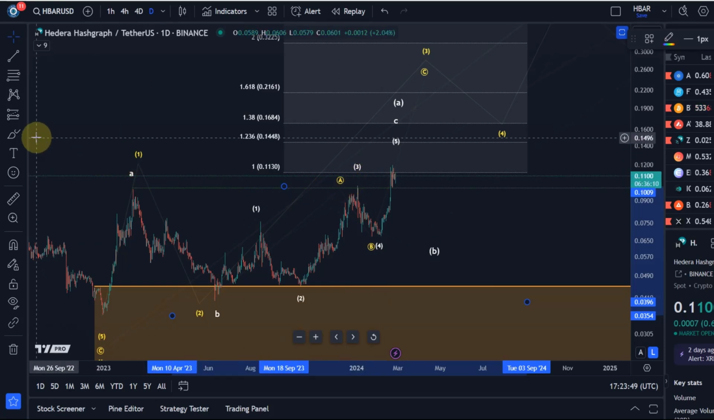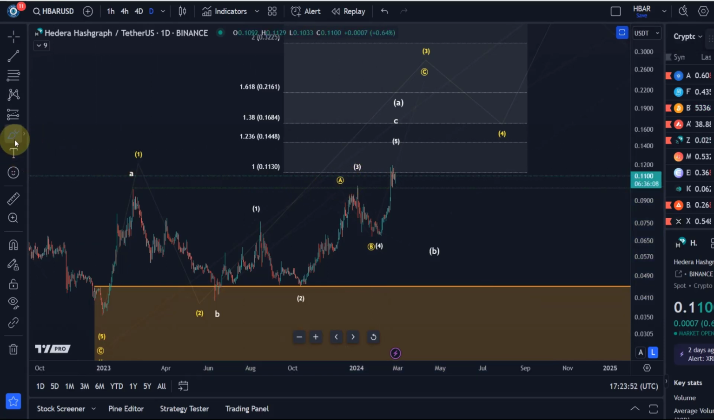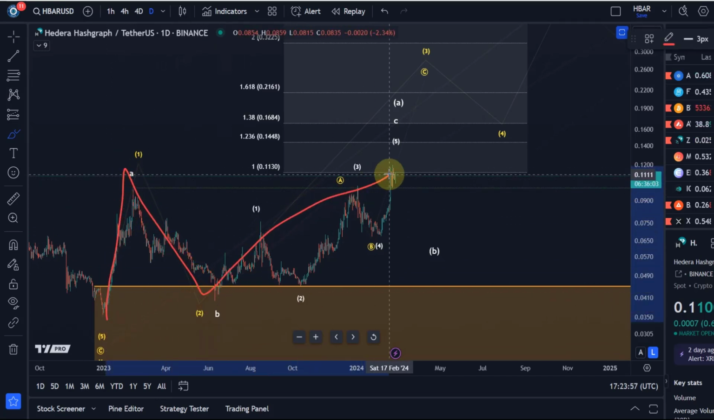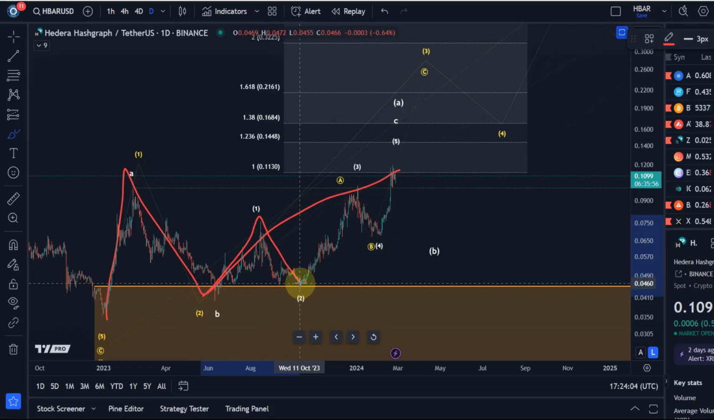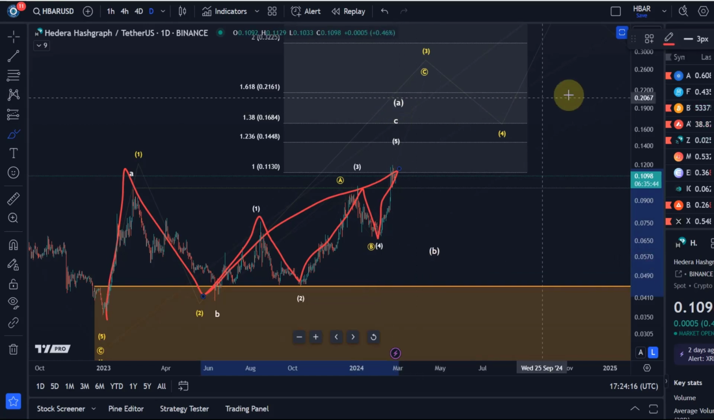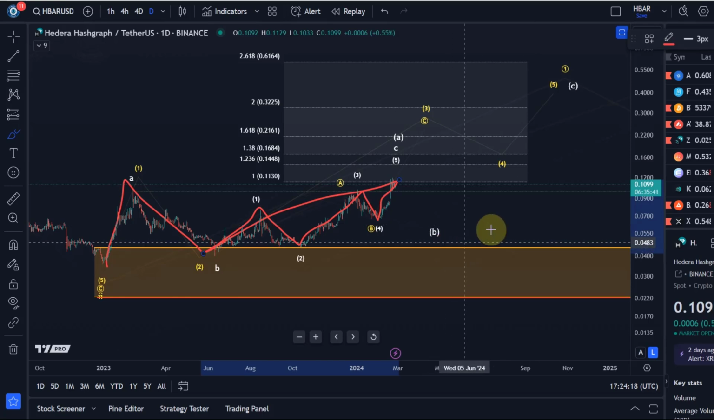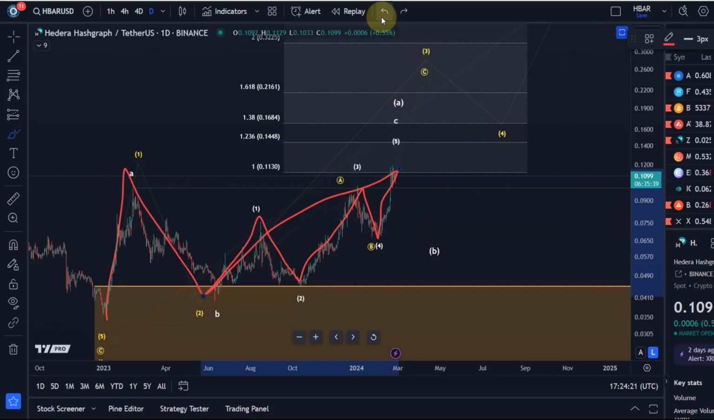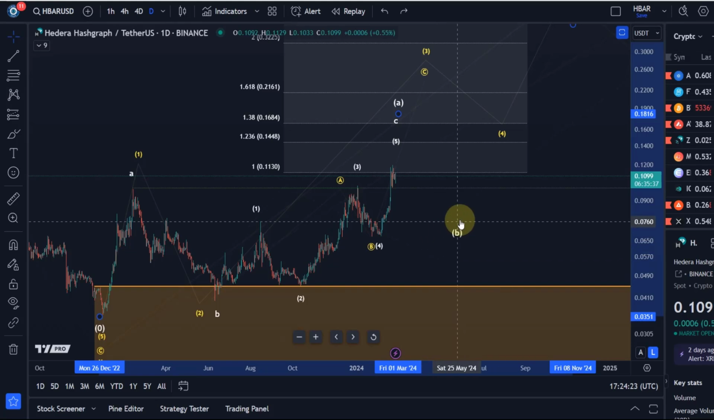So the white wave count, as you might remember from the last video, suggests an A, B, C structure. A, B, C. And the C wave is a 5-wave move. 1, 2, 3, 4, 5. So that would be one wave count that I'm observing here. This would only be the larger A wave, however, of a larger correction. Okay, so that is one scenario I'm watching, which is bullish, at least short term.